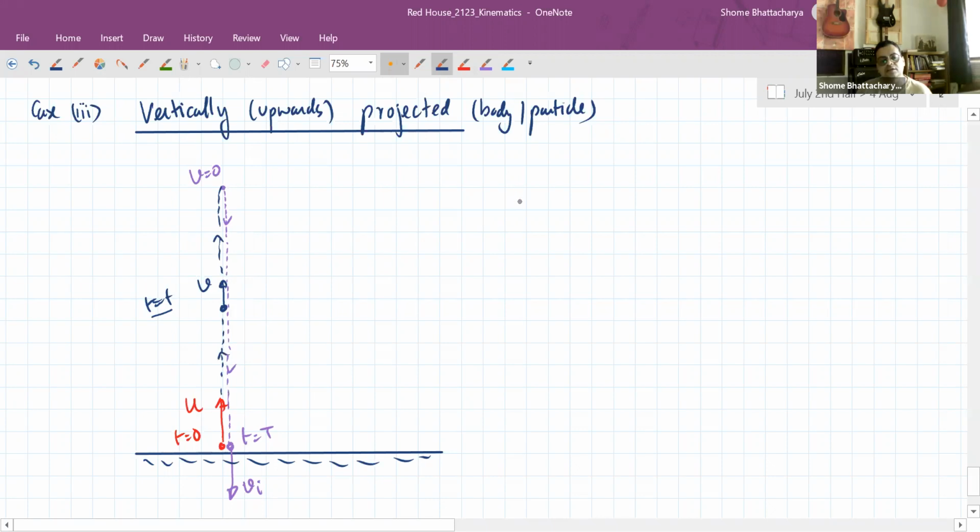Okay, so at t equal to 0, now what we'll do here is, because the motion is happening in the upward direction, we will take the vertically upwards direction as our y-axis, because the initial velocity is vertically upwards.